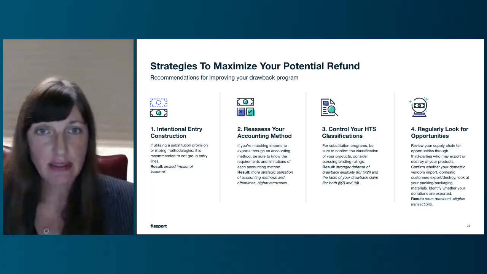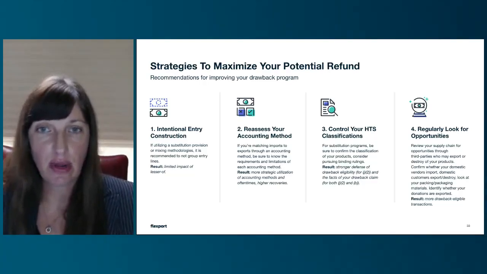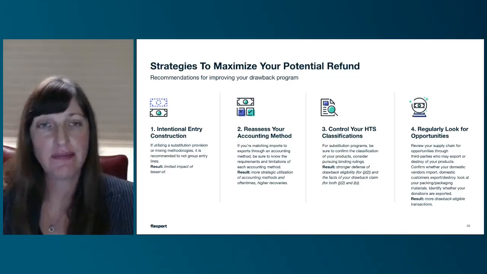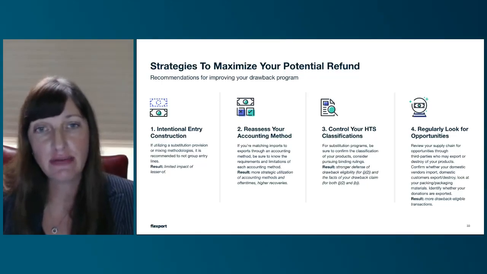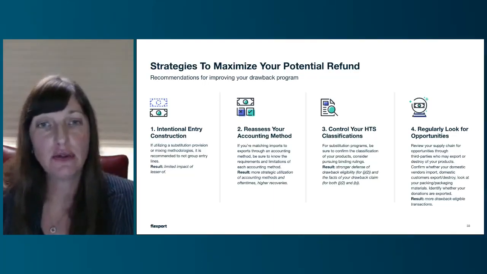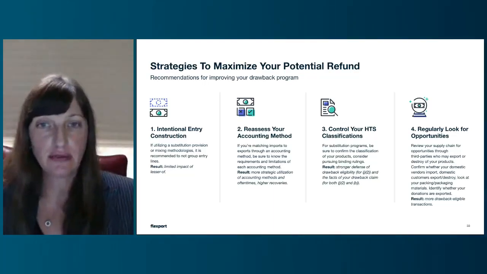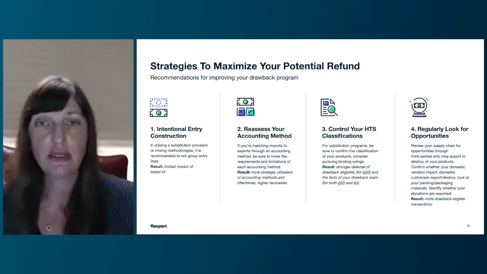Reassess your accounting method. If you're matching imports to exports through an accounting method, be sure to know the requirements and limitations of each accounting method. One example here could be if you've recently moved your sourcing from China to another country with lower tariffs or no tariffs, and you're using a low to high inventory methodology, particularly if a relatively low percentage of your sales are exported, you may have little to no drawback opportunity. Using a FIFO methodology in this case may yield a much greater return. More strategic utilization of accounting methods may result in higher recoveries.